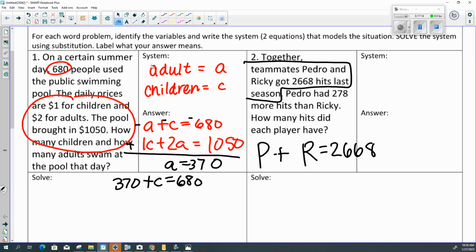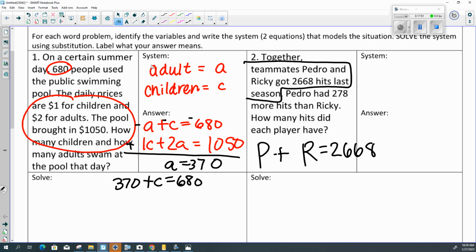Look at the second sentence. See if you can come up with a separate equation from this. Pedro had 278 more hits than Ricky. See if you can break that apart and make an equation out of it. Pedro had 278 more hits than Ricky. Yes. More than Ricky, though. So what does more than Ricky mean in math? Adding, subtracting, multiplying, or dividing. So plus Ricky. You got to finish that sentence.